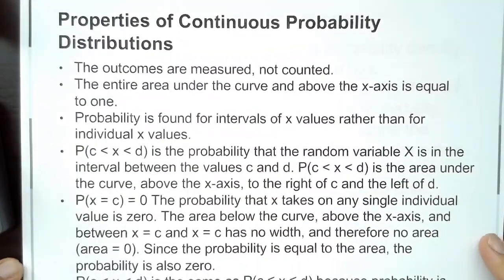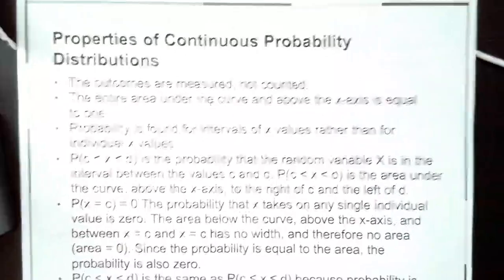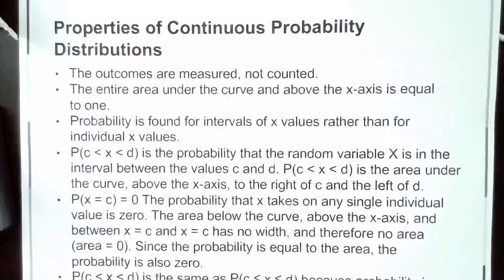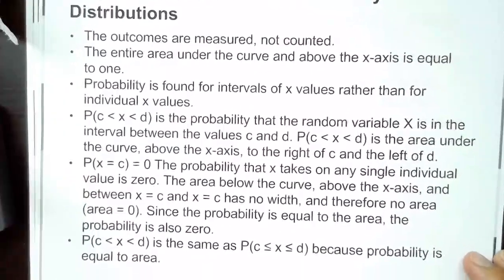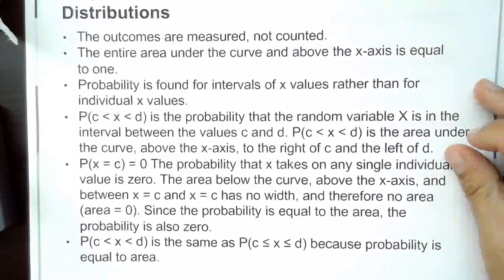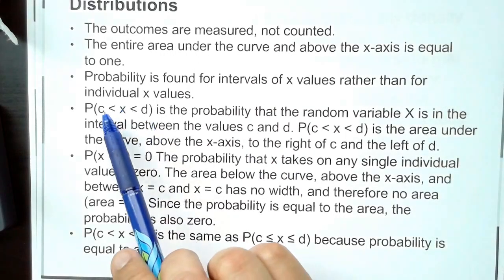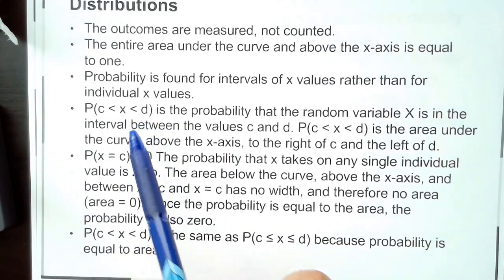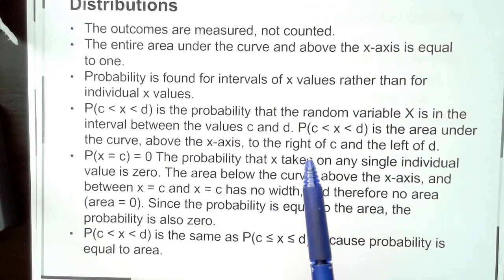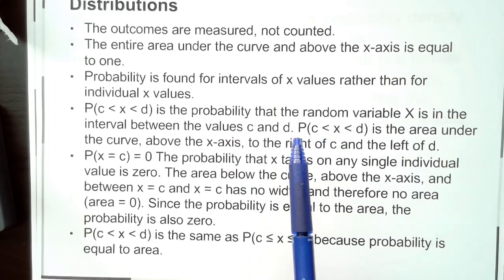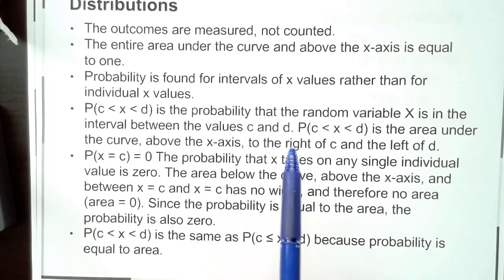Here are some properties of continuous probability distributions. Remember before we went over discrete, where we could count. Here the outcomes are measured, they're not counted. The entire area under the curve and above the x-axis is equal to 1. Probability is found for intervals of x values instead of individual x values. So here's an example: you're finding the probability of x between c and d. That's the probability that the random variable is within the interval between the values c and d, and you have the area under the curve to the right of c and the left of d.